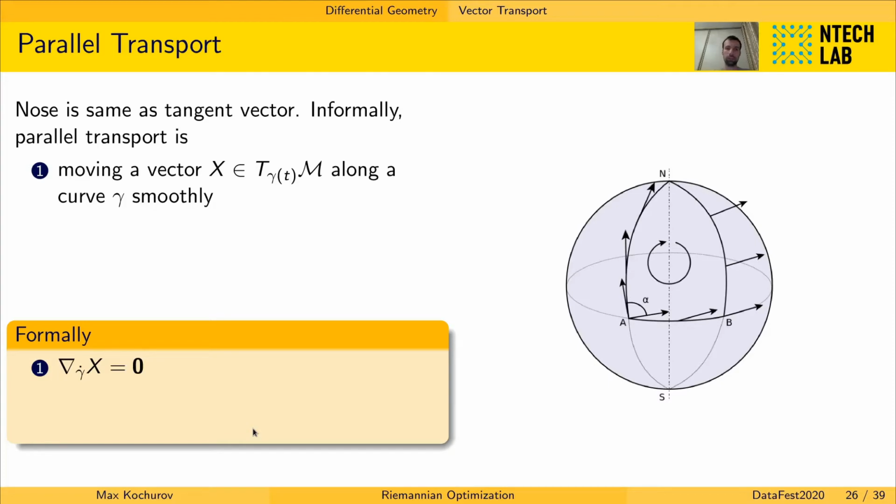Let's move to parallel transport itself. Nose is the same as a tangent vector, and informally, parallel transport is an instruction how to change the nose direction traveling along the curve from one point to another point.